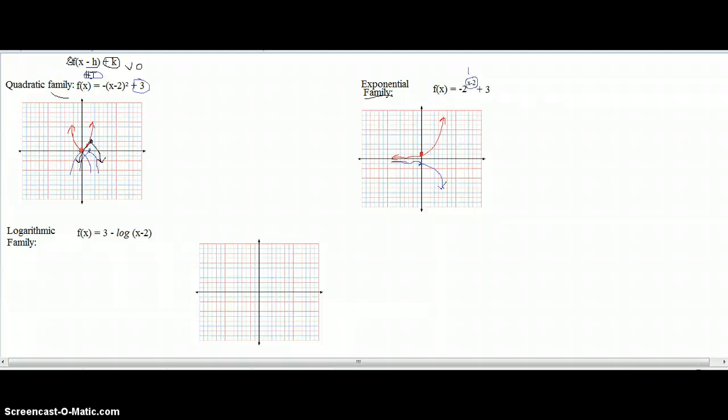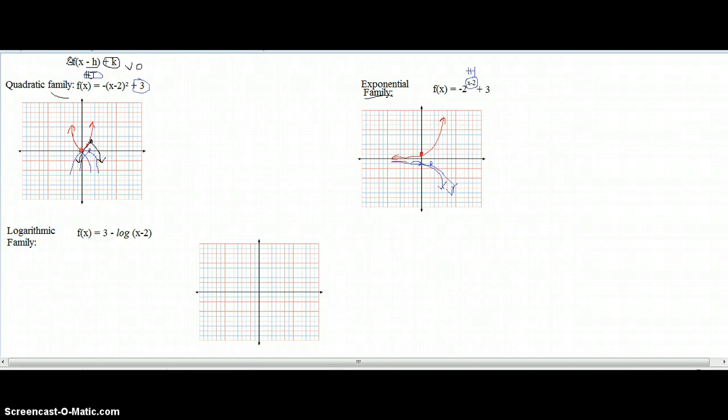So it's going to shift it horizontally. Remember my HI, horizontal inside. So I'm going to shift everything to the right 2. So instead of going through 0, negative 1, now it's going through 2, negative 1. And again, something like this.